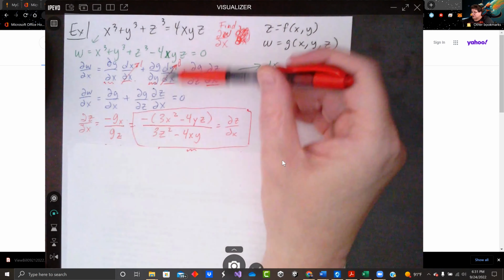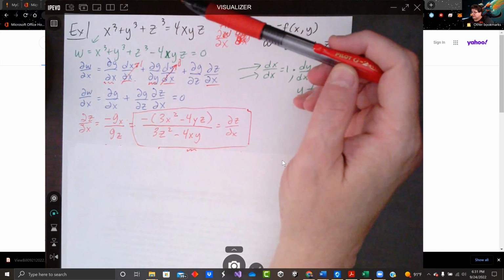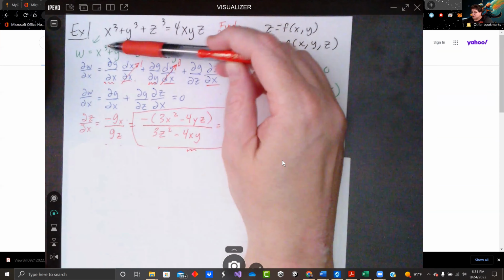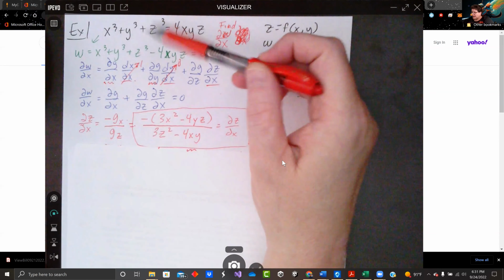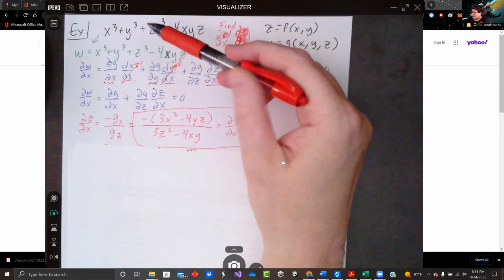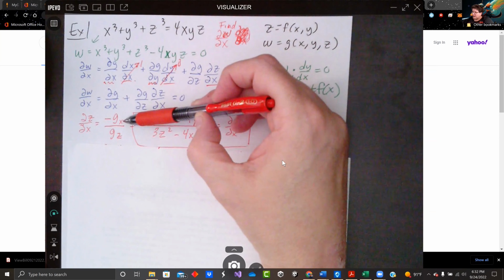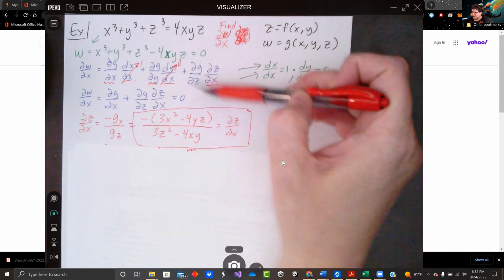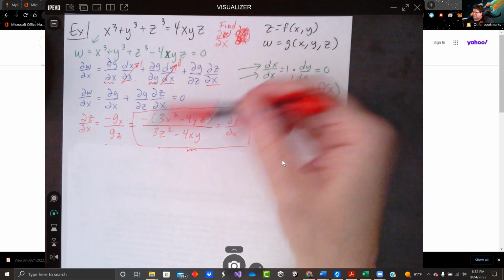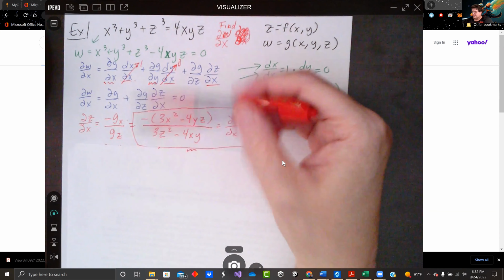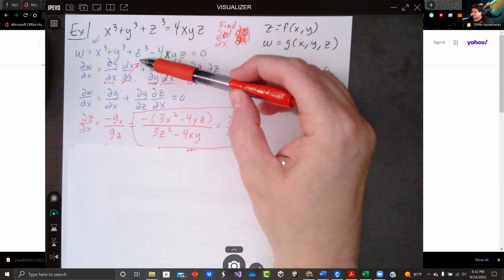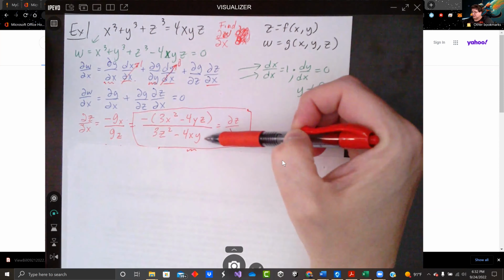We take the derivative of g with respect to x. I've got 3x squared, and I've got for my g of x, and then negative 4yz, that's my top part. And then my derivative g with respect to z is 3z squared and negative 4xy. So that's my denominator.